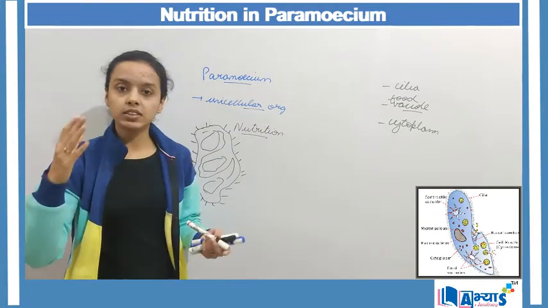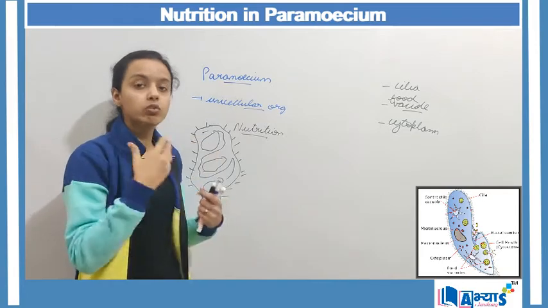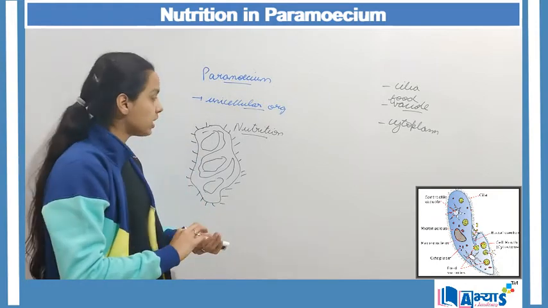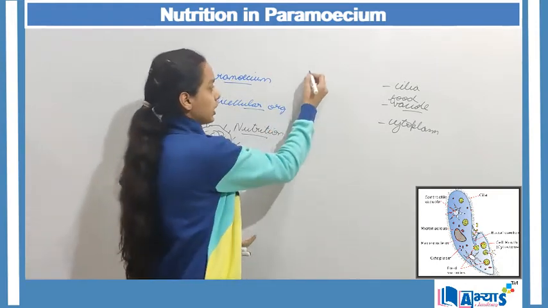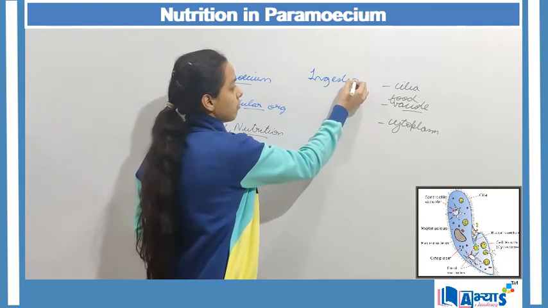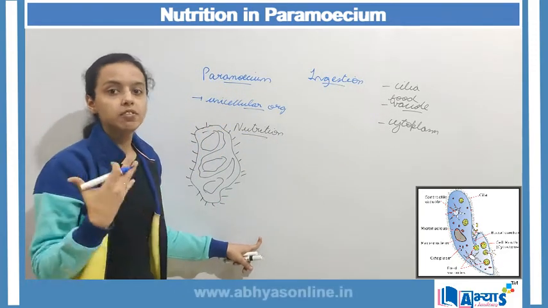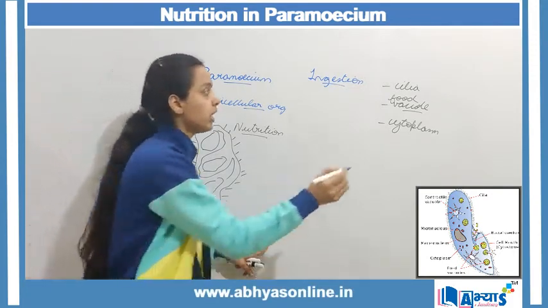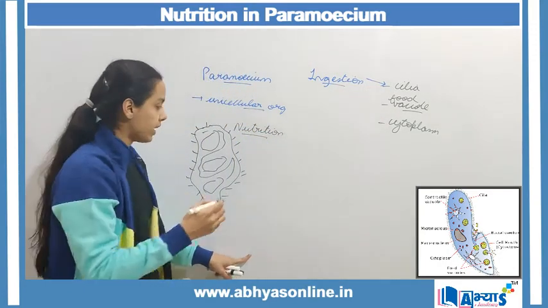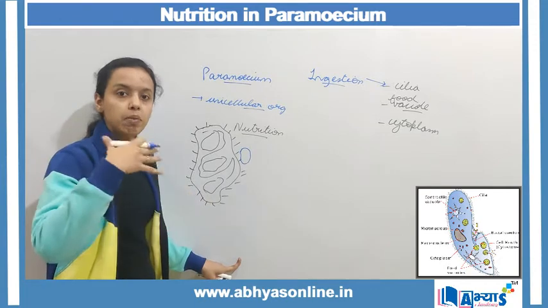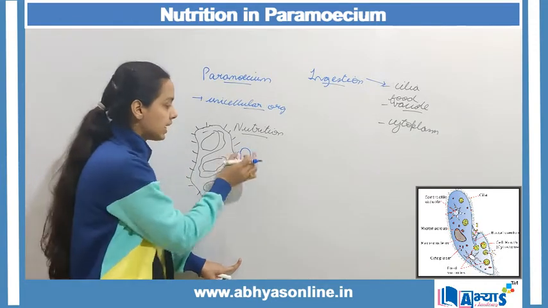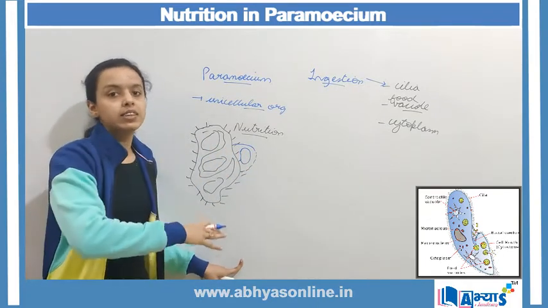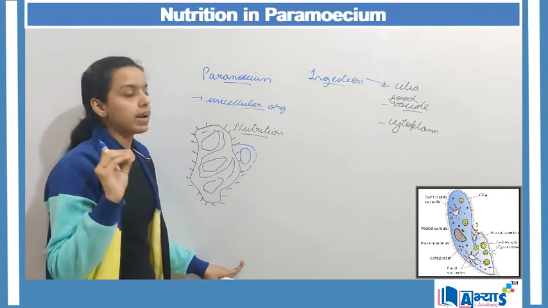Now that we have discussed the three important parts of paramecium, we can discuss the steps involved in the nutrition of paramecium. The first step is ingestion. Ingestion refers to taking in the food that is required to get energy. This taking in or engulfing of the food is done with the help of cilia. Whenever a food particle is present at the boundary of the paramecium, the cilia will change their shape and try to engulf that food particle inside the paramecium.